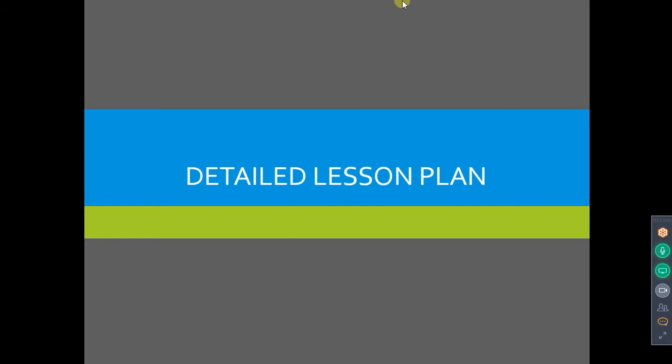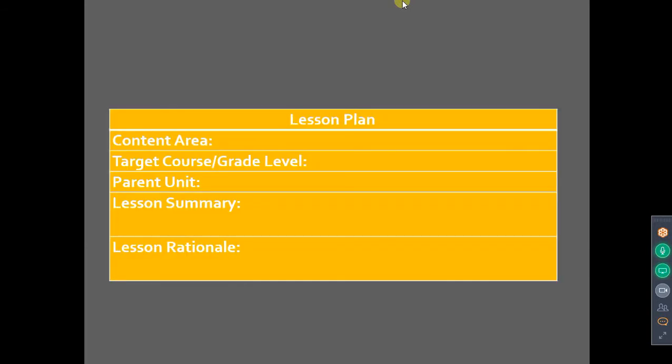So if you have a lesson plan format that you use that articulates theory or articulates alignment to standards, and that goes through and really says, this is my plan for how I'm going to teach this, then you're fine to use that. We've just included one because we know not everybody has one that they use. In the one that we've included, you're going to tell us the content area, the target grade level, the parent unit, which of course refers back to the unit overview that you've already given us, and then a lesson summary and lesson rationale.